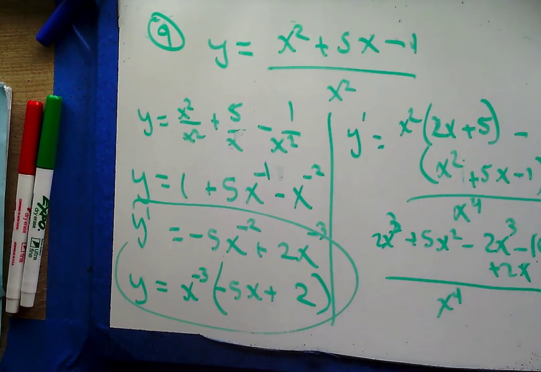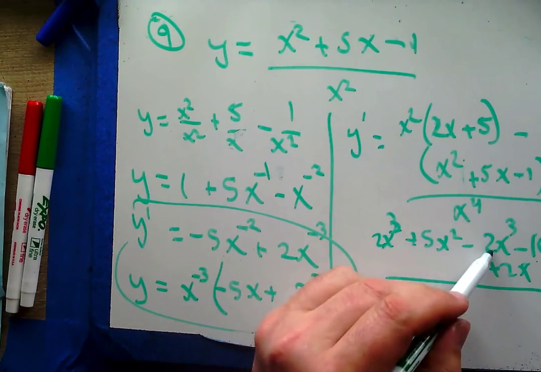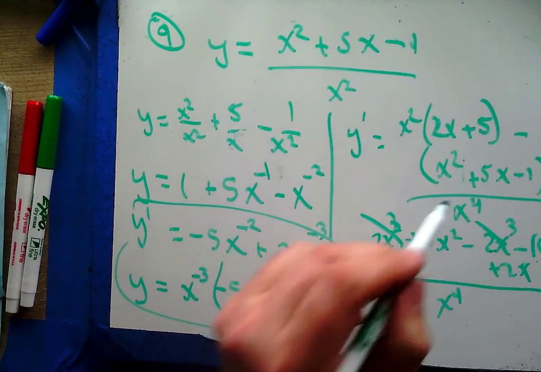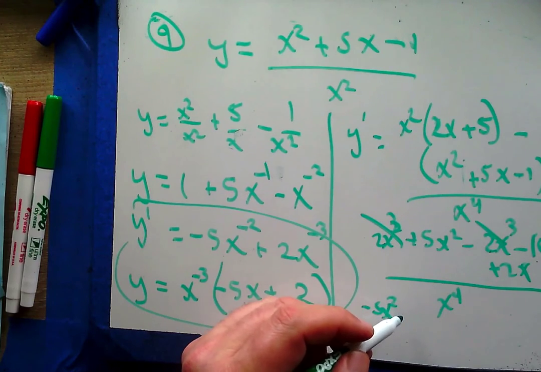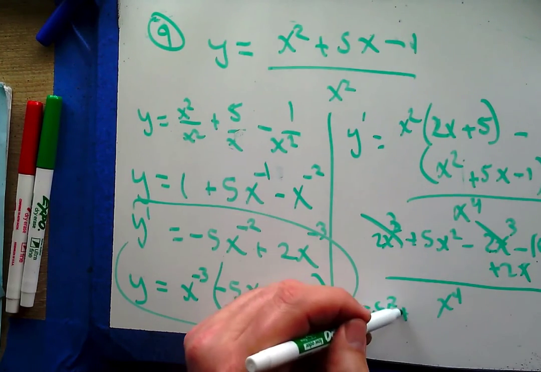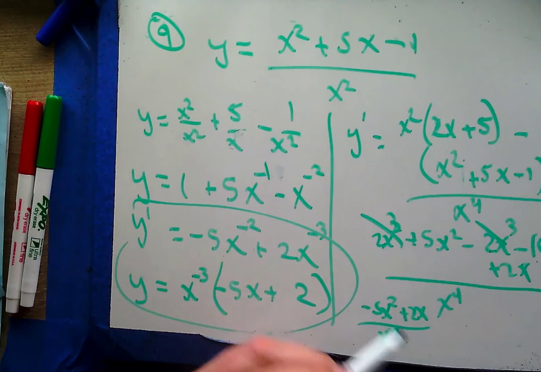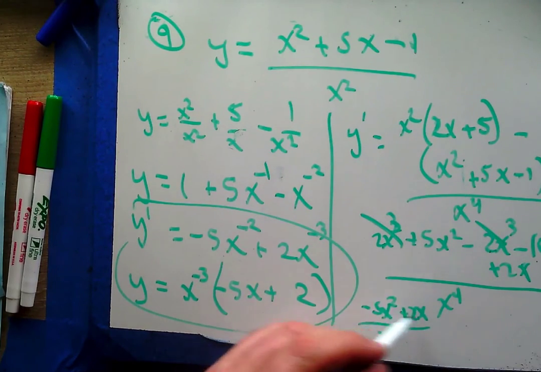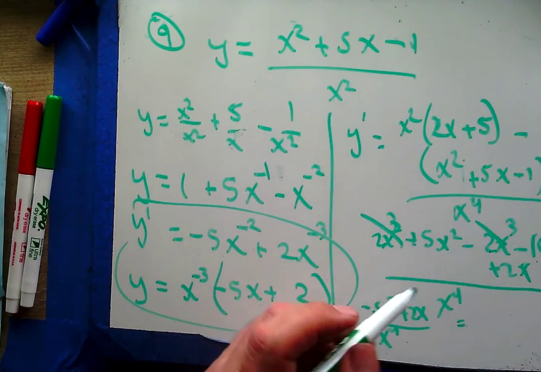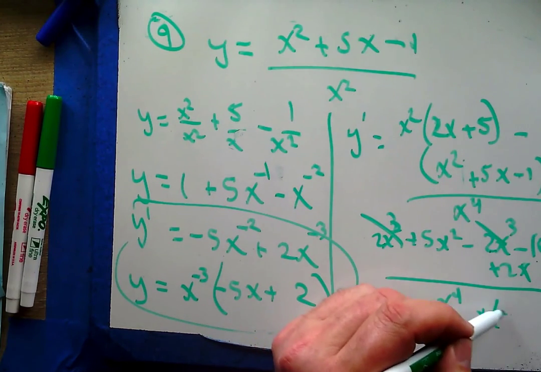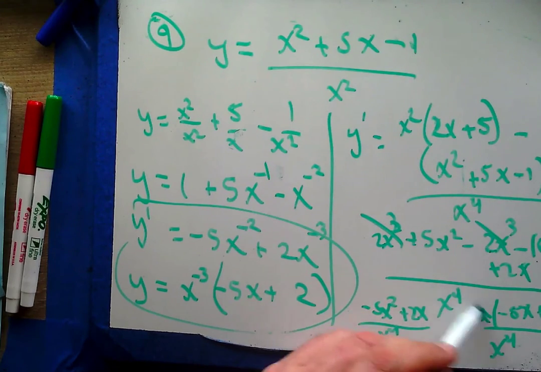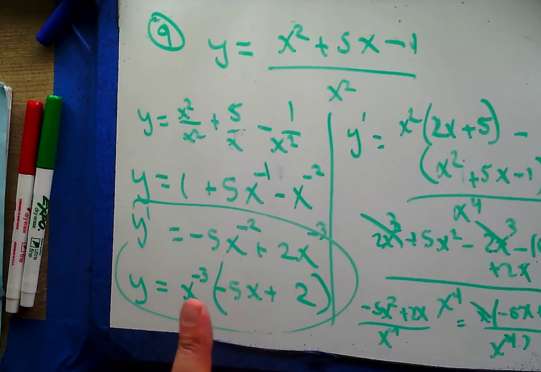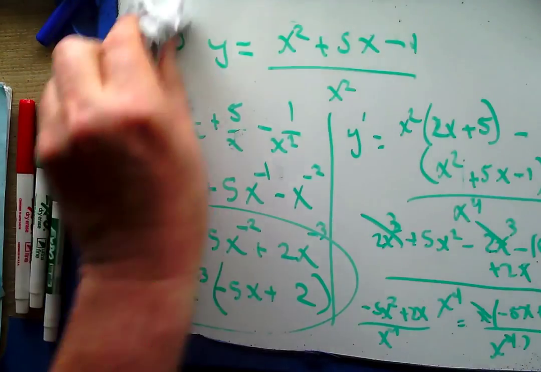Okay, where can I go from there? 2x to the third minus 2x to the third, they cancel. I can do minus 5x squared on top plus 2x over x to the fourth. And here I can pull out an x from the top, and I'm going to have x times negative 5x plus 2 over x to the fourth. This cancels that, and lo and behold, these are the same. That was problem number 9, done 2 different ways.